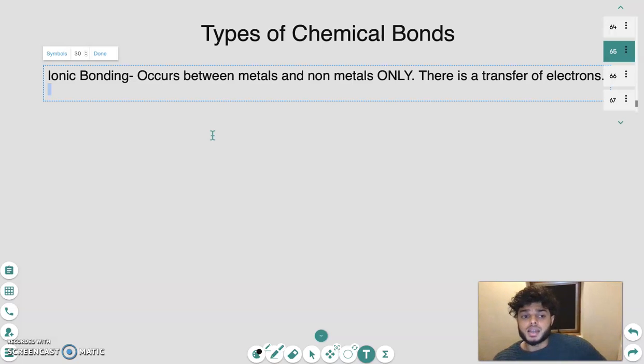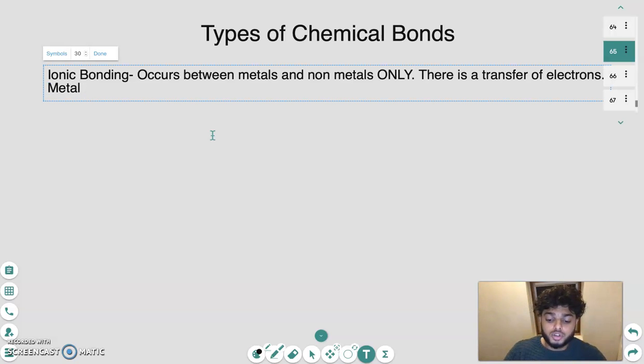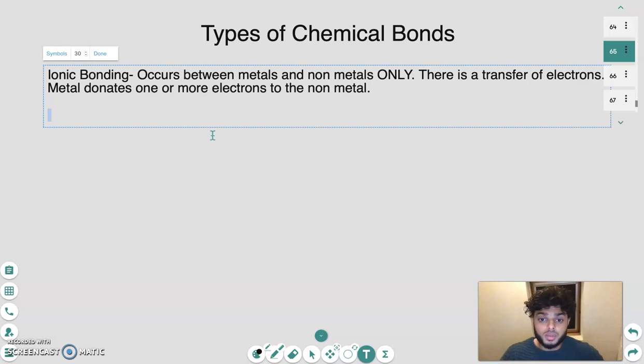And the reason it does this, and as you'll see, the main aim of the different types of bonding is to achieve a full outer shell, just like group 8 does, where it has 8 electrons in its outer shell. So the metal donates one or more electrons to the non-metal. So that's how ionic bonding occurs.